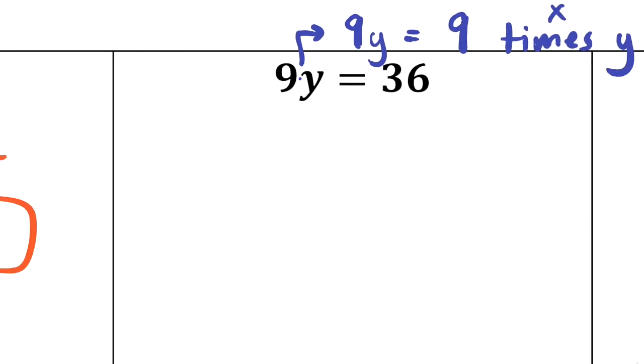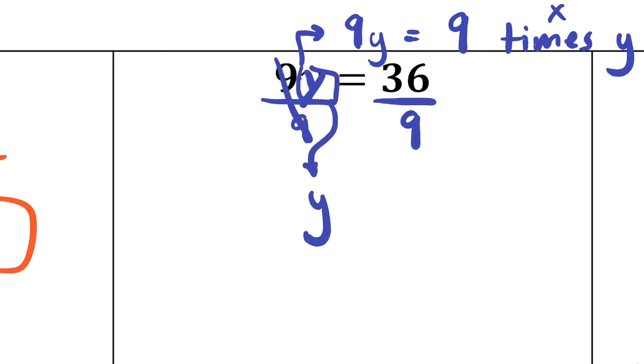We are multiplying the y by 9, so I want to divide by 9, and I use this fraction bar because that's how we usually denote division in algebra. 9 divided by 9, I've got the y left over, so I have the y is equal to whatever 36 divided by 9 is, which is 4.